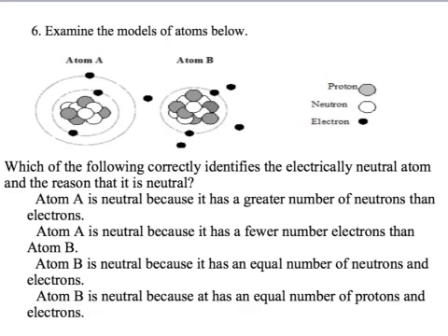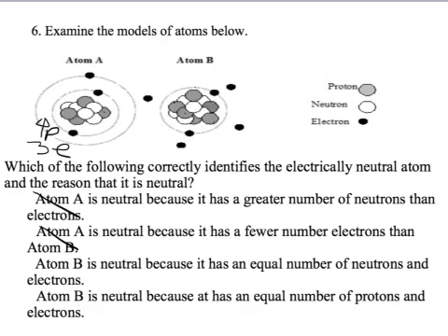Examine the model of atoms below. Which of the following correctly identifies the electrically neutral atom and the reason for its neutrality? Okay, so take a minute, look at the pictures. 1, 2, 3, 4. That one has 4 protons and 3 electrons. Okay, so 4 protons, 3 electrons. So it's not neutral. So anyone that says atom A is neutral is wrong. That means atom A is wrong and B is wrong because it's not neutral. There's more protons than electrons. It's positively charged. So 1, 2, 3, 4, 5, 6.